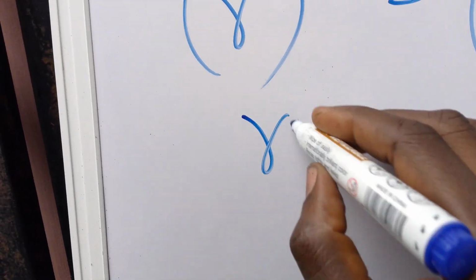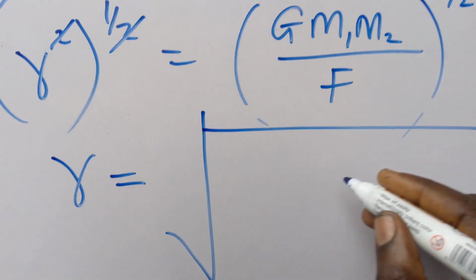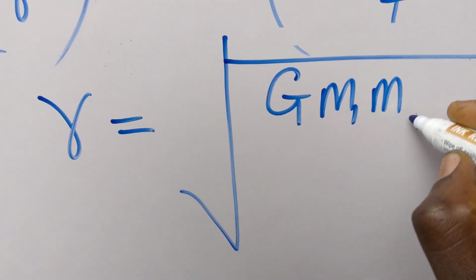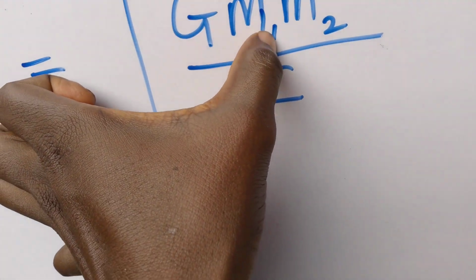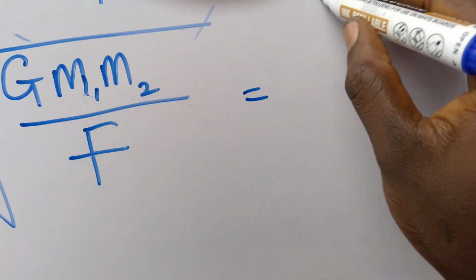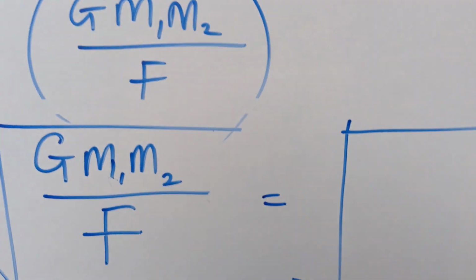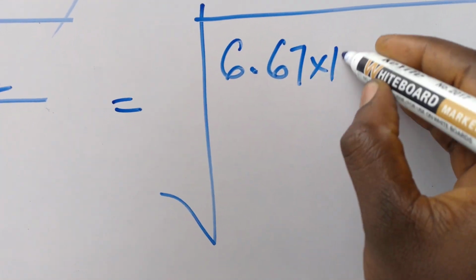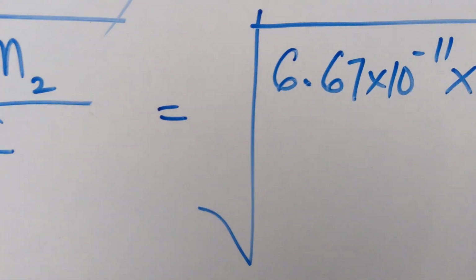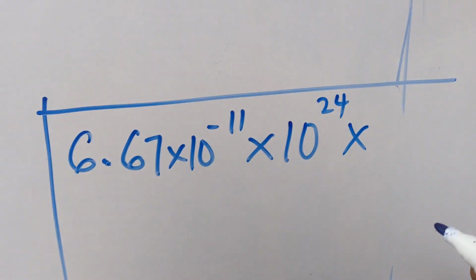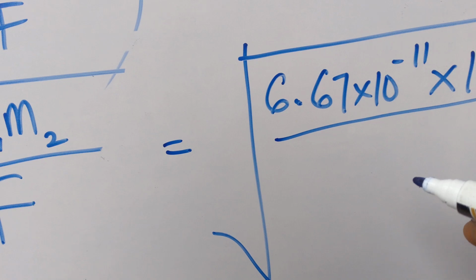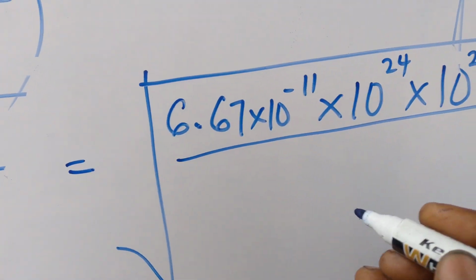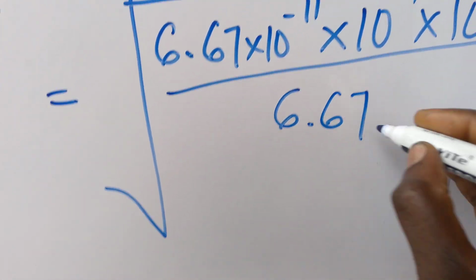So this will eliminate this, and I have that r is the square root of G m1 m2 over F, the force F. So this now will be equal to the square root of the value of G, the gravitational constant, which is 6.67 times 10 raised to power minus 11, multiplied by m1, which is 10 raised to power 24, times m2, which is 10 raised to power 27, divided by F. The force there is 6.67.